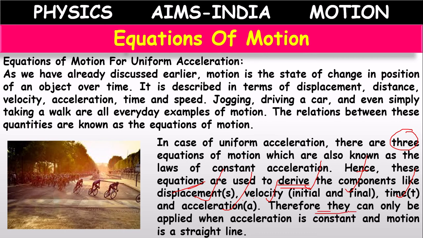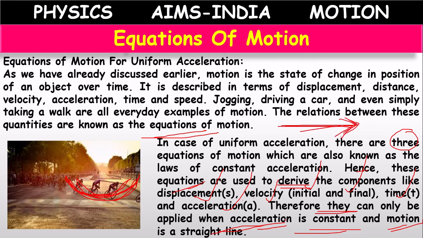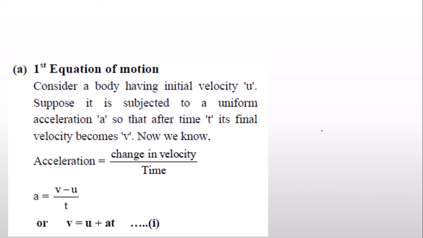But these can be applied only when the acceleration is constant, and only when the motion of the body is along a straight line. Because if the body, like this cycle, goes in a curved path, acceleration changes, so acceleration will not be constant. So these equations of motion will be applicable for bodies which are traveling in a straight line. That is one condition. And which are having constant acceleration. That is the second condition. So let's learn about them one by one.